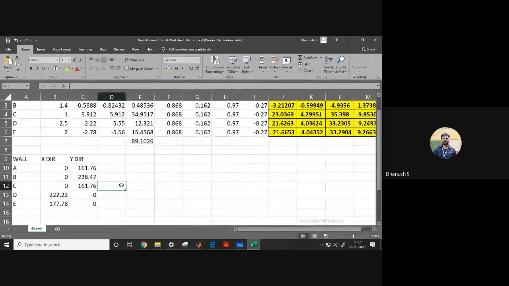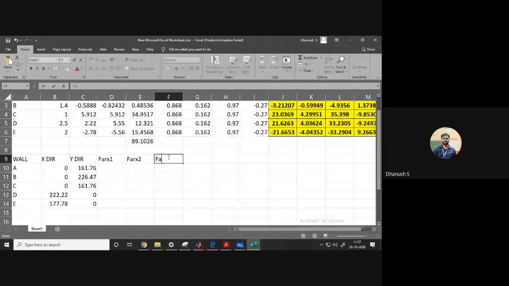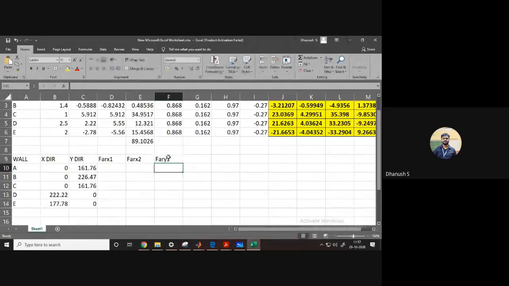Correct? Okay. Now what we'll do, we'll define 4 new cases. I'll call them FAR X1. Similarly, you'll have FAR X2. And then you'll have FAR Y1, and then you'll have FAR Y2.